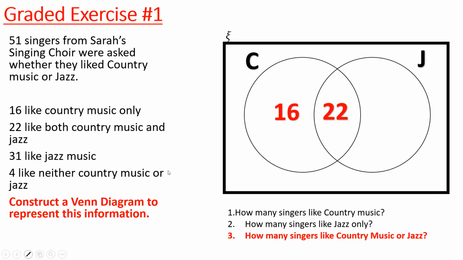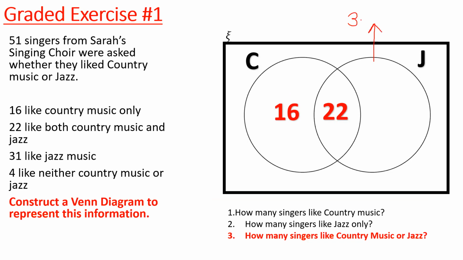I have 9 because I do the math. It says 22 like both country music and jazz. Then I look and say 31 like jazz. So if 22 like both country music and jazz, I add up from 22 till I get 31 for jazz music, and I get 9. So that means 9 singers like jazz music. Do we agree with him that it's 9? Yes, sir.